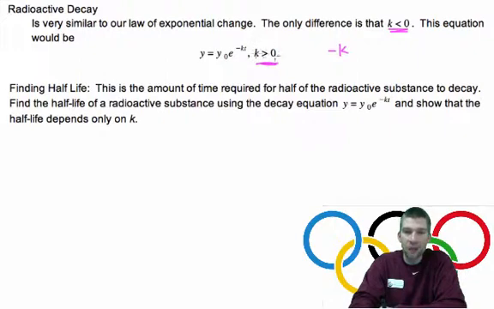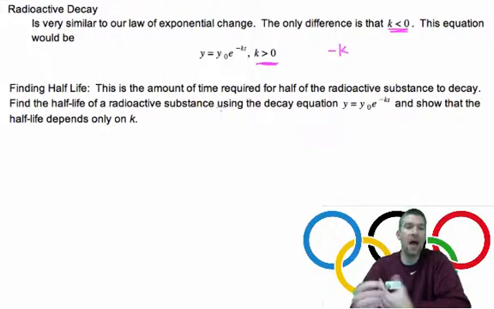So if k is greater than 0, I have a negative value here. If k is less than 0, I have a negative value here. So it looks funny, but it's true. All right? So half-life then.